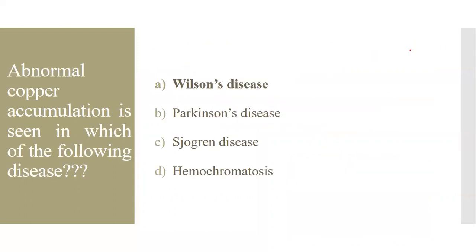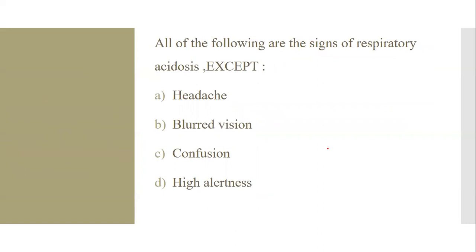So our question was abnormal copper accumulation. We know that copper accumulation is mainly seen in Wilson's disease, so our correct option is option A. Hemochromatosis is mainly due to the accumulation of iron. So we can move on to the next question.